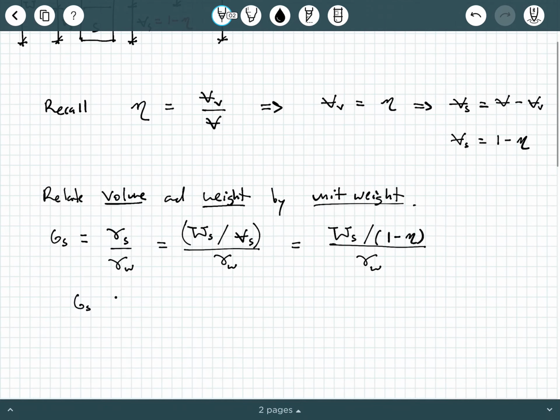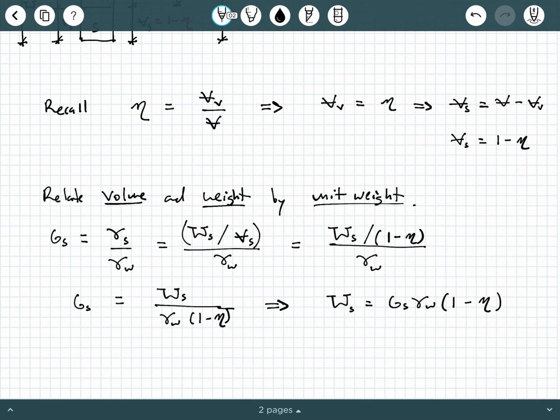I can say now G sub S equals weight of solids divided by unit weight of water times 1 minus porosity. And of course, I can do a little bit of rearranging. And at this point, it's just algebra. I can say the weight of solids is equal to G sub S gamma water times 1 minus porosity. Now, this right here is a handy little formula to keep in your back pocket. So you want to make sure you kind of box that in or put a star by it, okay?